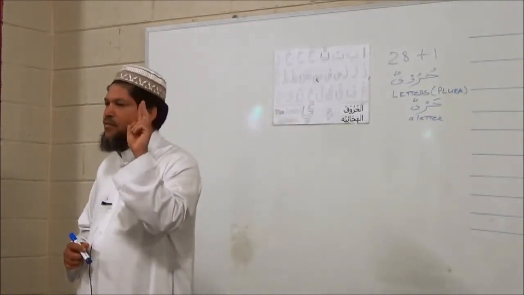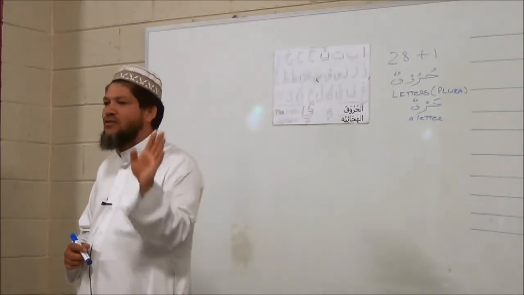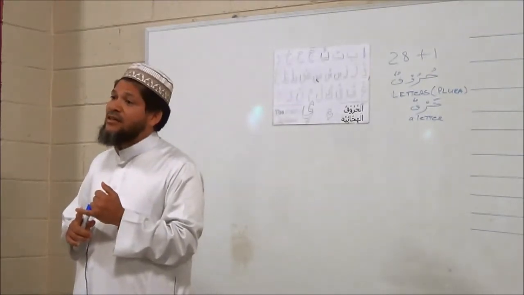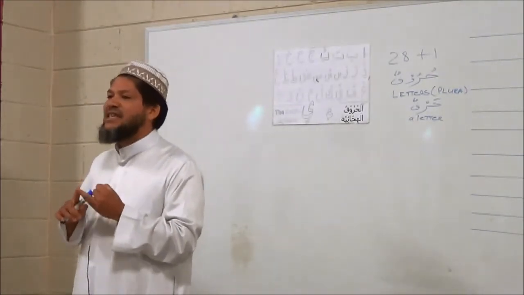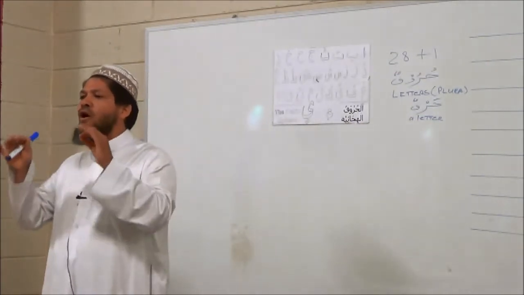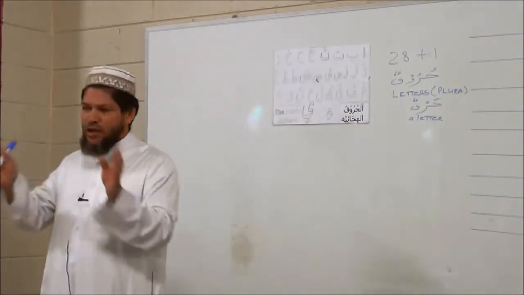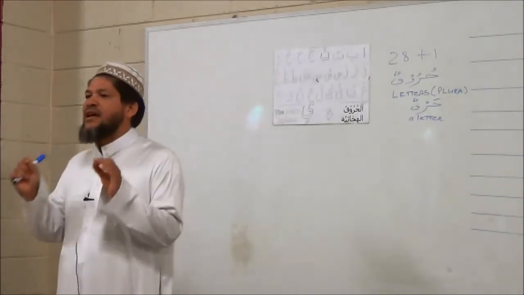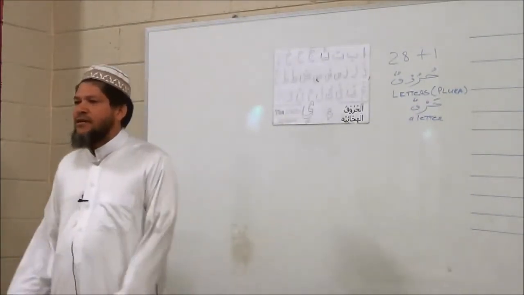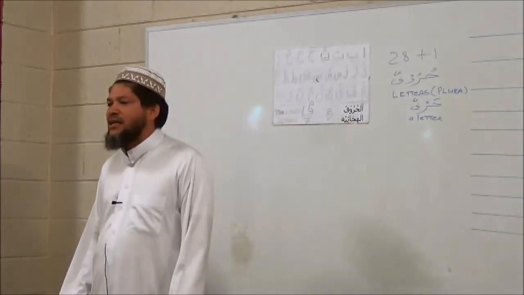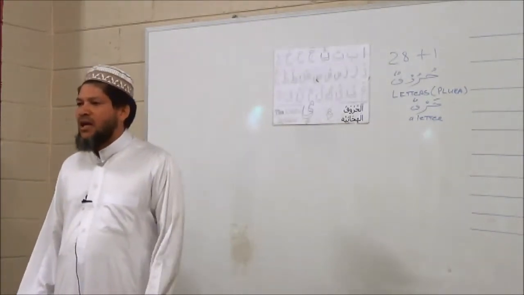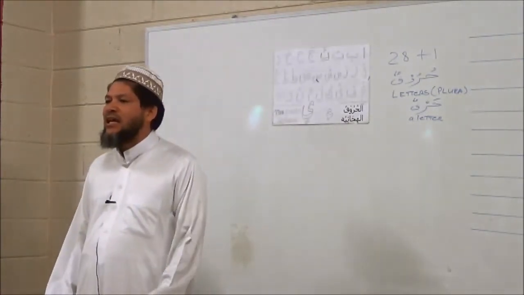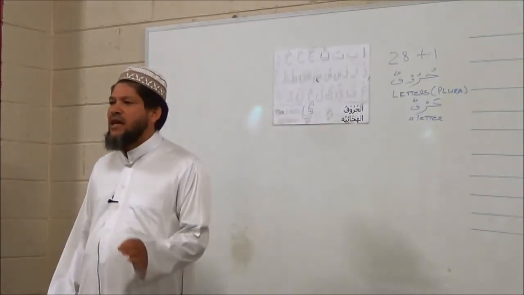Next letter. Two ways. Both ways is sahih, correct to pronounce it. Either you can say zai or za. So any of those two, it's correct. So altogether: alif, ba, ta, fa, jim, ha, kha, dal, zal, ra, zai.